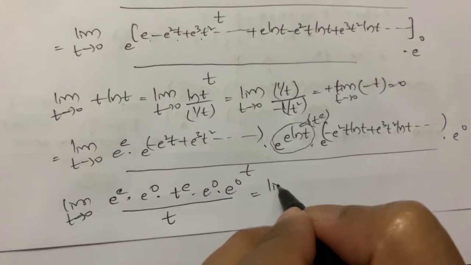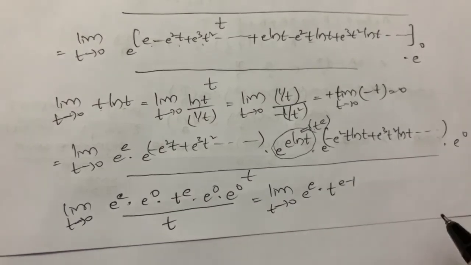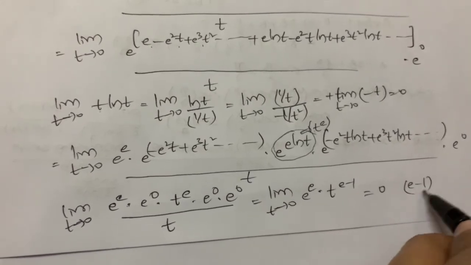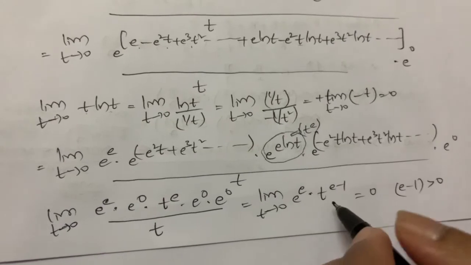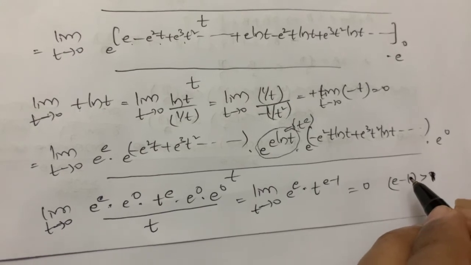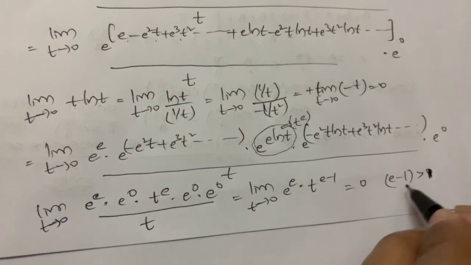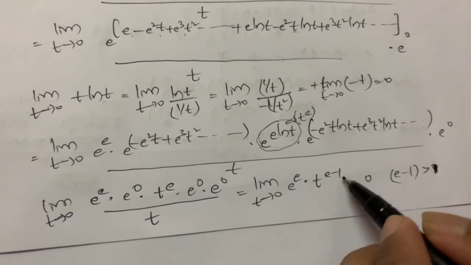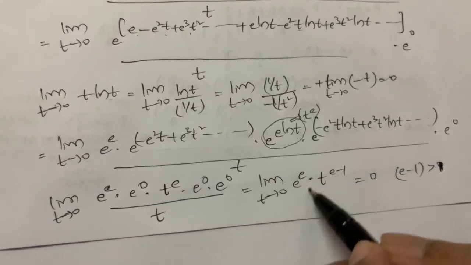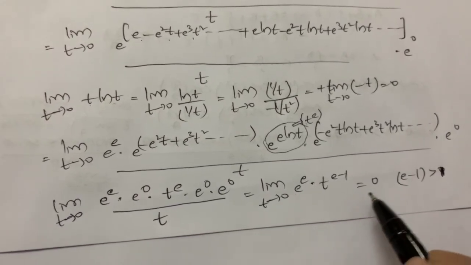So this is limit t tends to 0 e power e into t power e minus 1. So this value is 0 because e minus 1 is greater than 0, right? I mean greater than 1, because e is 2.713, minus 1 is 1.713, right? So t power 1.713 whole power, 0 power 1.713 will tend to 0. So e power e is some finite number, but we are multiplying by 0, so we'll get 0. So the value of that limit will be 0.